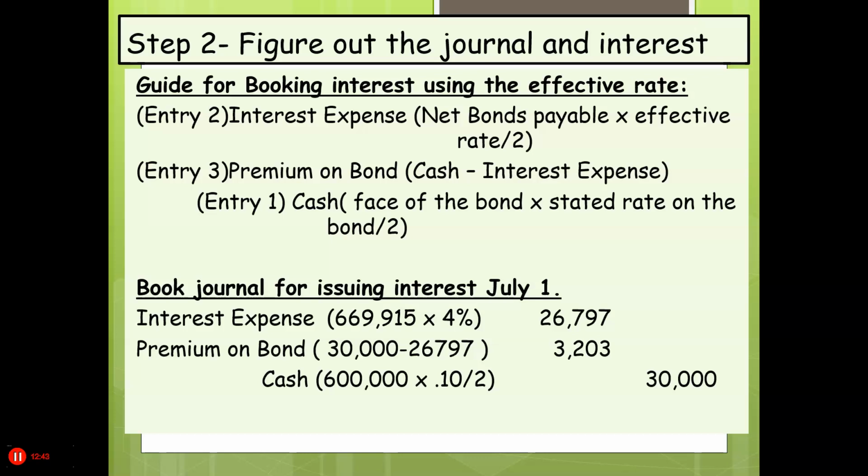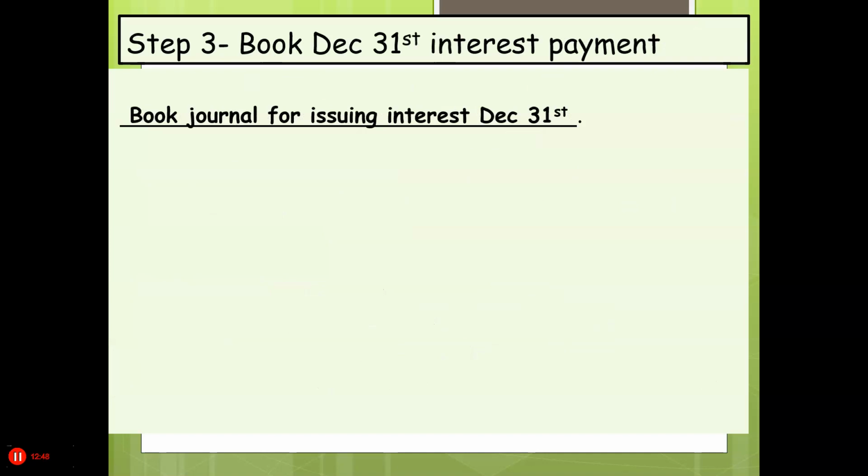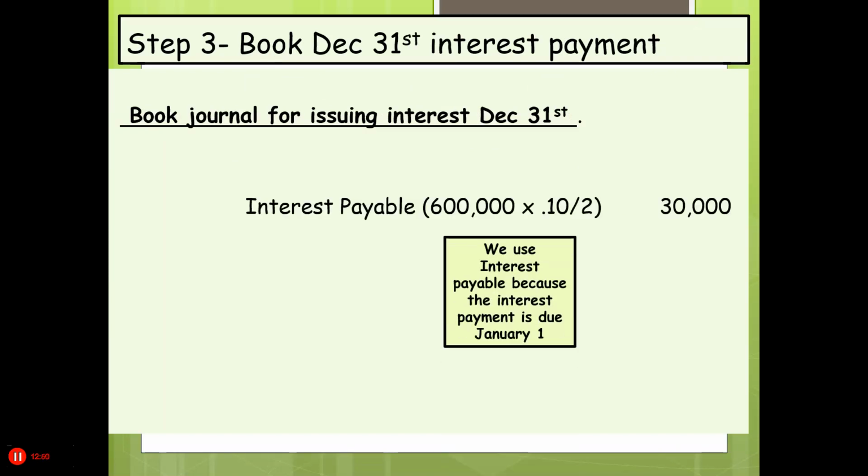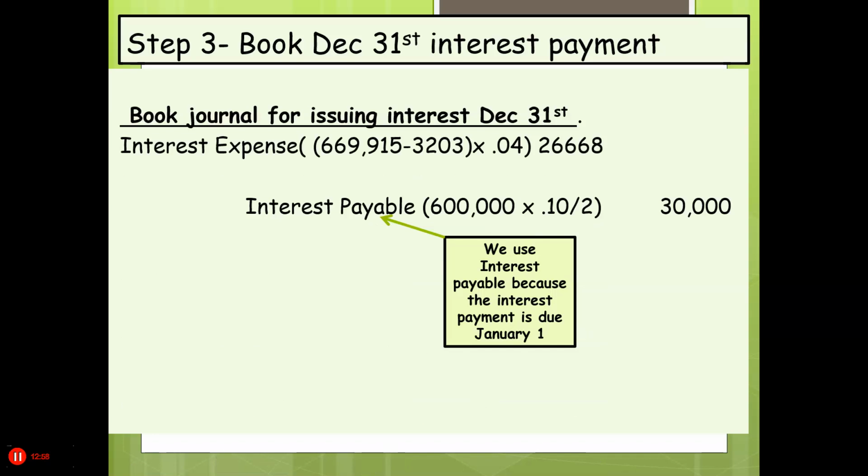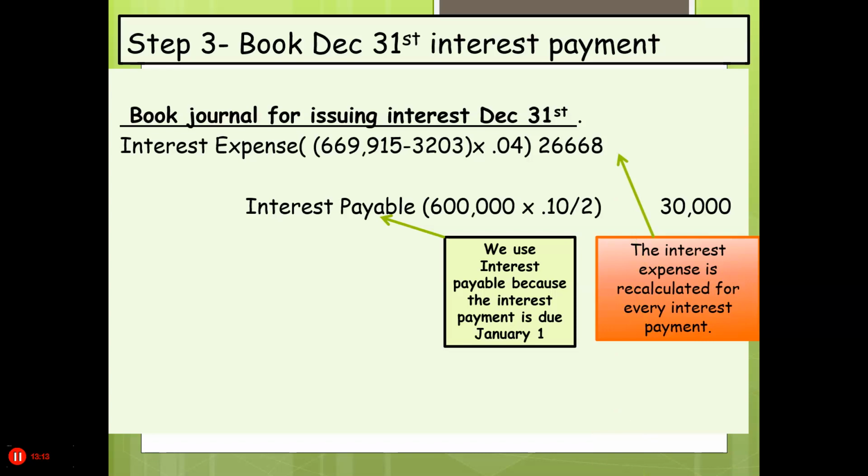Now, what happens when we accrue our year-end interest payment? Interest payable, remember, is always the face times the stated rate divided by 2. Interest expense is going to be the $669,915, which is the bond plus premium minus the $3,203 that you wrote off, times 4%. So you're going to recalculate that interest expense every time, and then the plug is going to be premium on bonds.